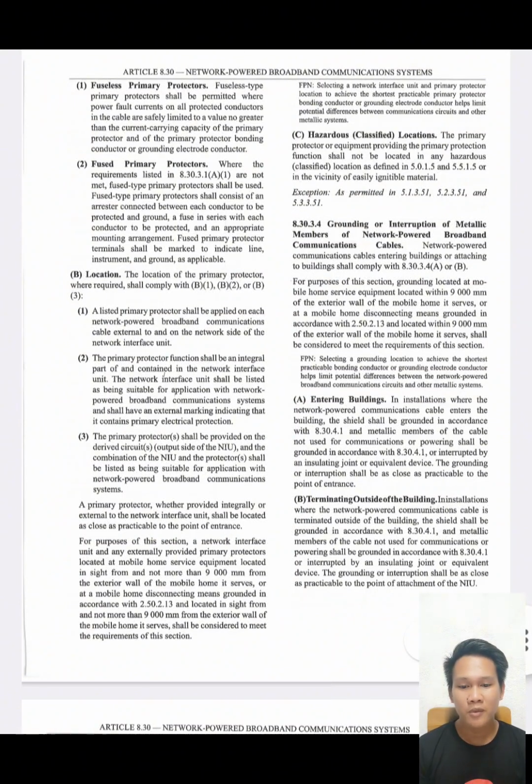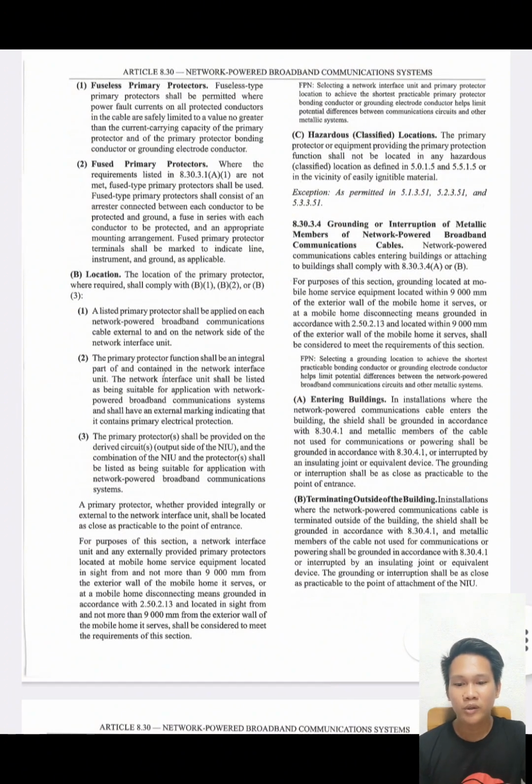Second, we have fused primary protectors. Where the requirements listed in 8.30.3.1 A1 are not met, fused type primary protector shall be used. Fused type primary protector shall consist of an arrester connected between each conductor to be protected and ground, a fuse in series with each conductor to be protected, and an appropriate mounting arrangement. Fused primary protector terminals shall be marked to indicate line, instrument, and ground as applicable.